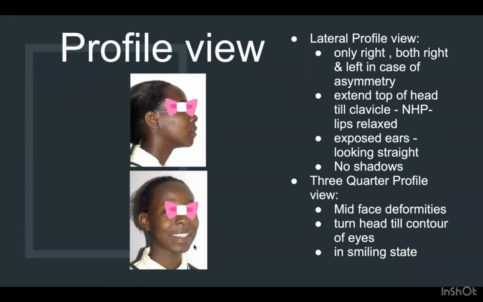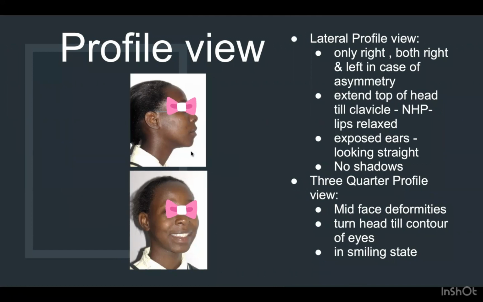Expose the ear completely, so you see the full ear. Ask patient to tie the hair or put the hair at the back. Looking straight, and there should be no shadows here, okay? So you can see the full face line with no shadows.